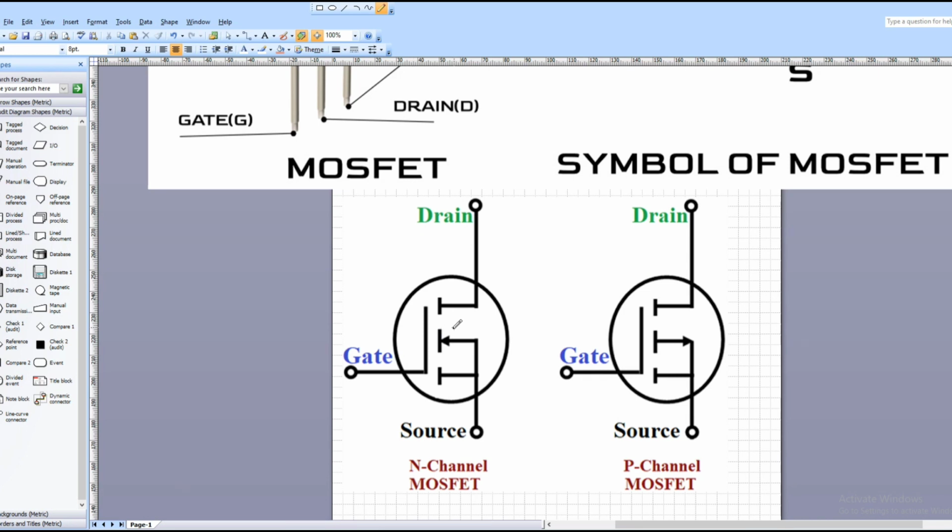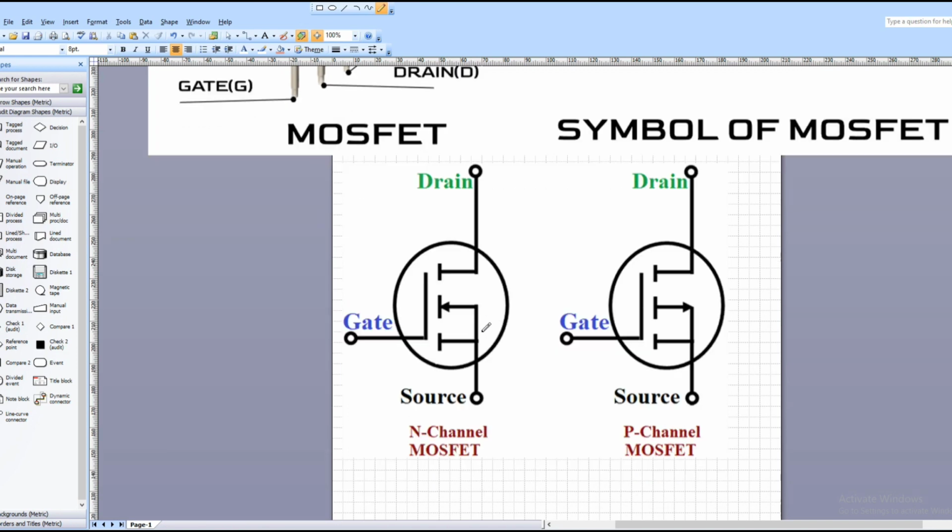What is the difference between this MOSFET and a transistor? A MOSFET can normally draw a lot of current, which is hundreds of amperes, but a BJT can only draw a few amperes of current.